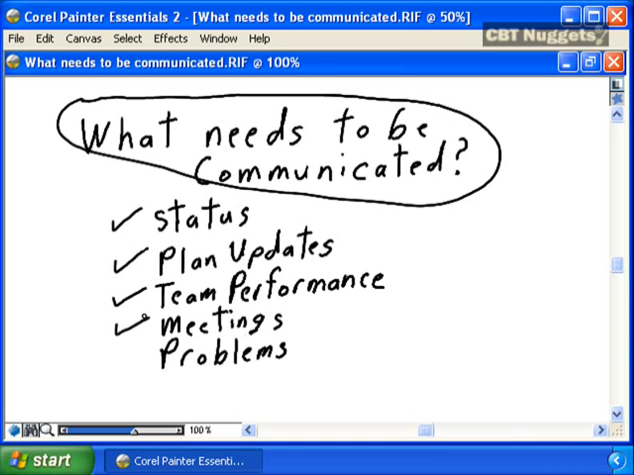As I said, in just a few minutes in this nugget, we will address some of the ways you can ensure meetings are effectively managed throughout your project.